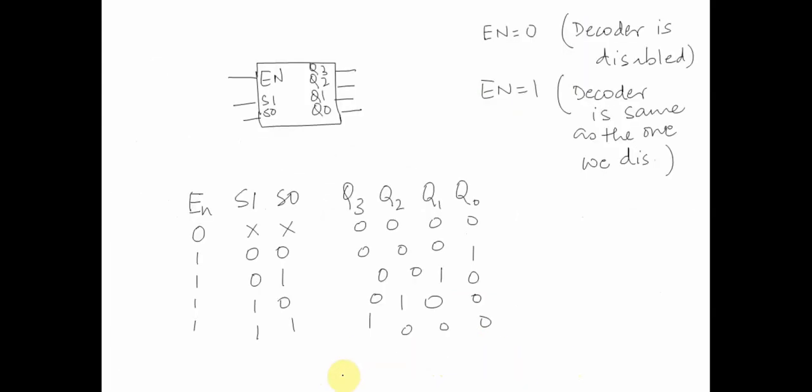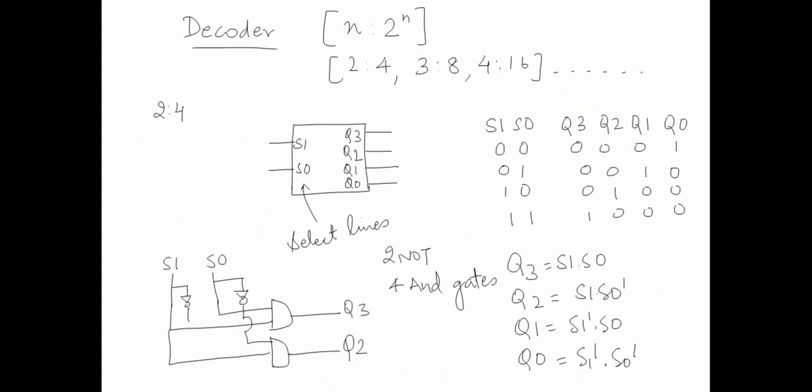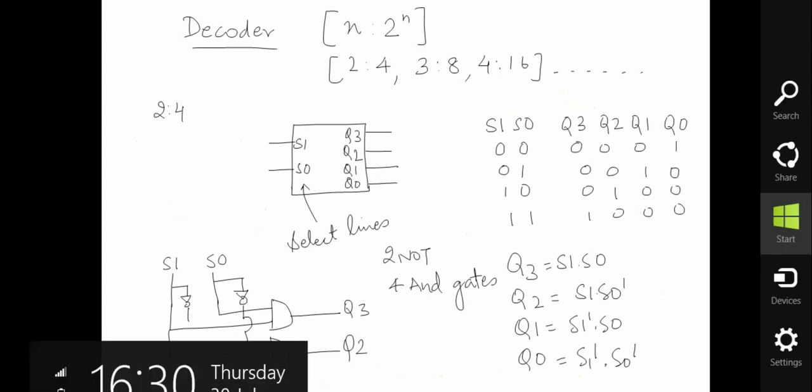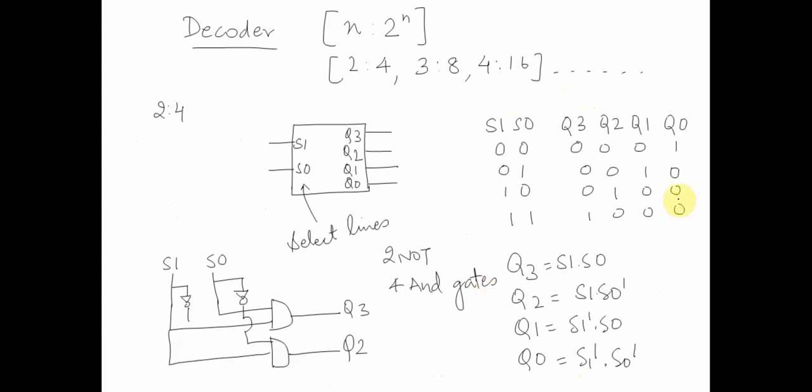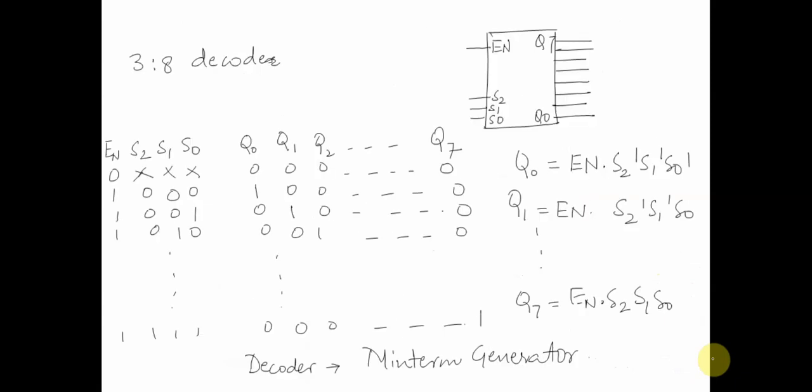The same is true for the 2 to 4 decoder also, where we saw Q3 is equal to S1 S0. So basically this is the same as saying I have something like XY, X bar Y, XY bar, X bar Y bar, correct? So this is the same thing. So this is a minterm generator, and this minterm generator circuit could be used in realizing multiple circuits.